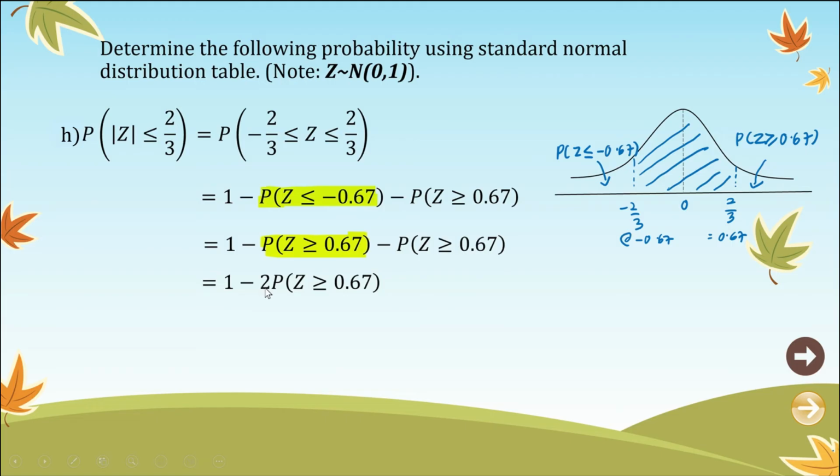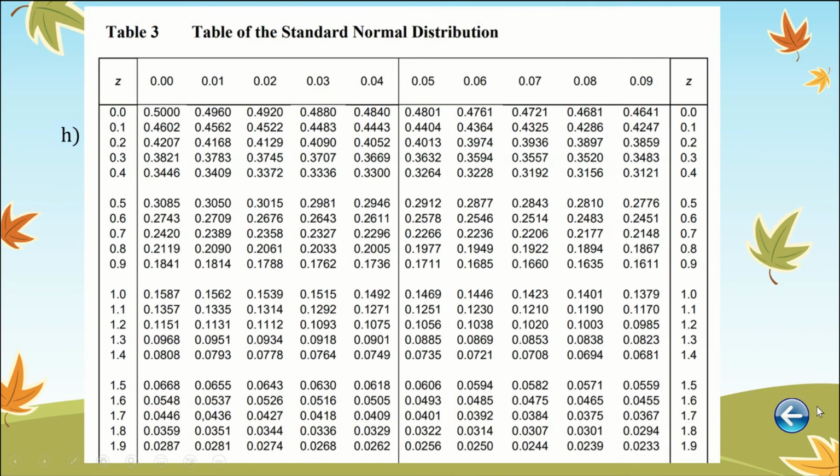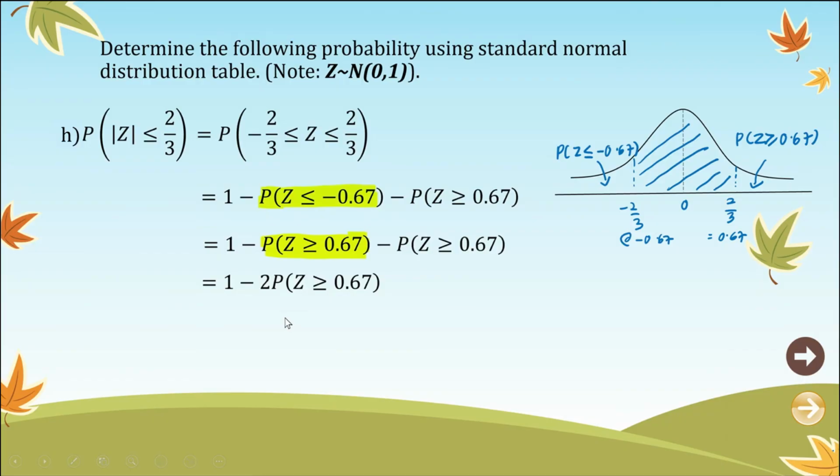So it will be 1 minus 2 Pz greater than or equals to 0.67. Then read the table. 0.67 should be, 0.07 is here and the answer should be 0.2514. Let's proceed to the calculation. So 1 minus 2 times 0.2514, we should get 0.4972.